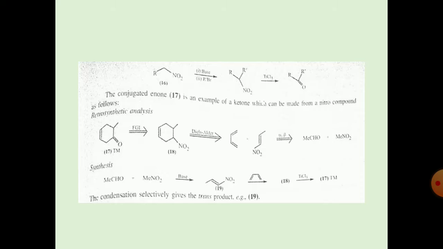Then what is the synthesis? The first is MeCHO. The aldehyde is reacted with nitromethane in the presence of a base with formation of this alkene, and this alkene is reacted with the diene with formation of this cyclic product, and then it is reacted with TiCl3. The NO2 is reacted with TiCl3 with formation of the target molecule, the ketone. The condensation selectively gives the trans product.